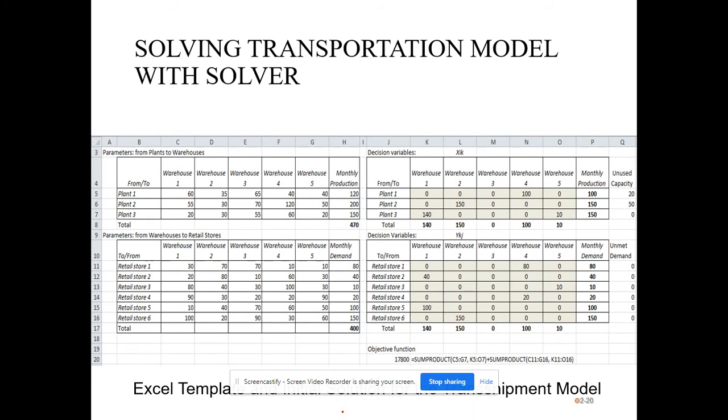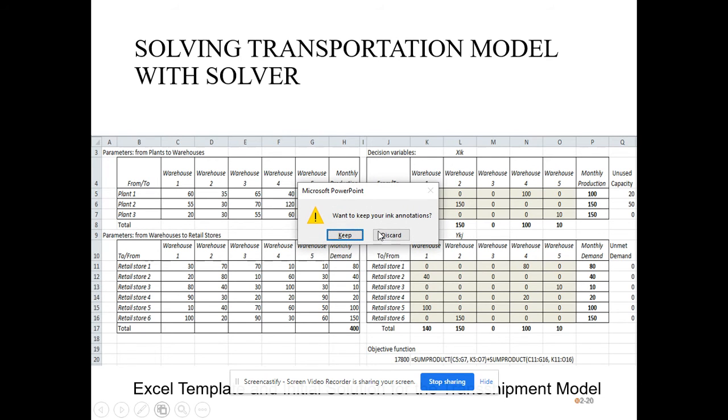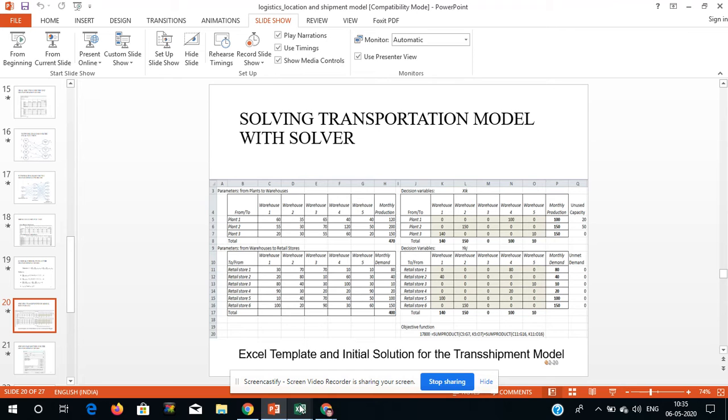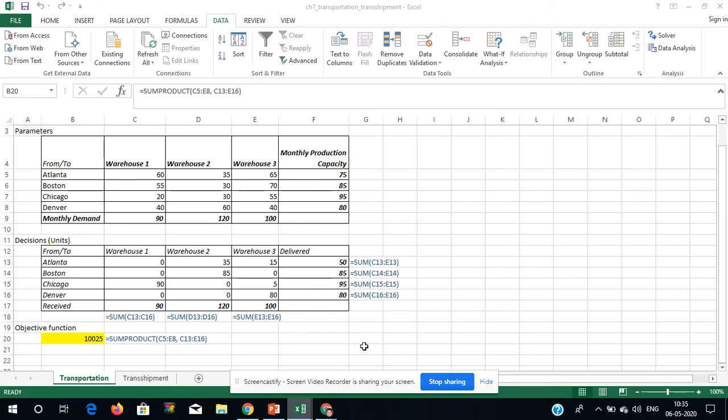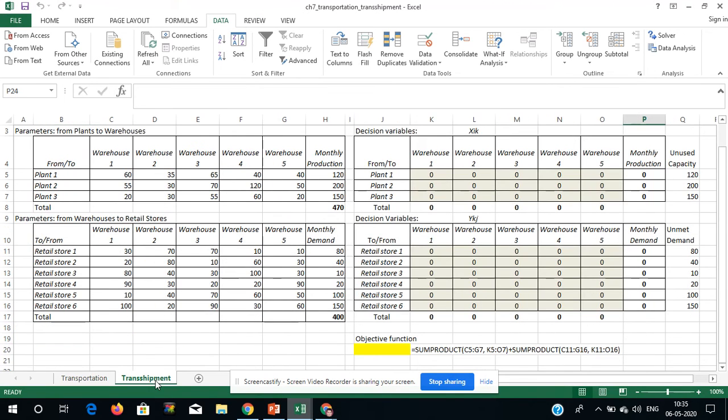Now let's see if we can solve this again. We go back to Excel and let me see if I can solve it using Excel. So here is the same thing which I showed you in the PowerPoint. Plant 1 to 3, warehouse 1 to 5, these are the shipment costs, these are production 470. Then from warehouse to retail, these are retail stores, there's the total shipment cost, and then monthly demand.